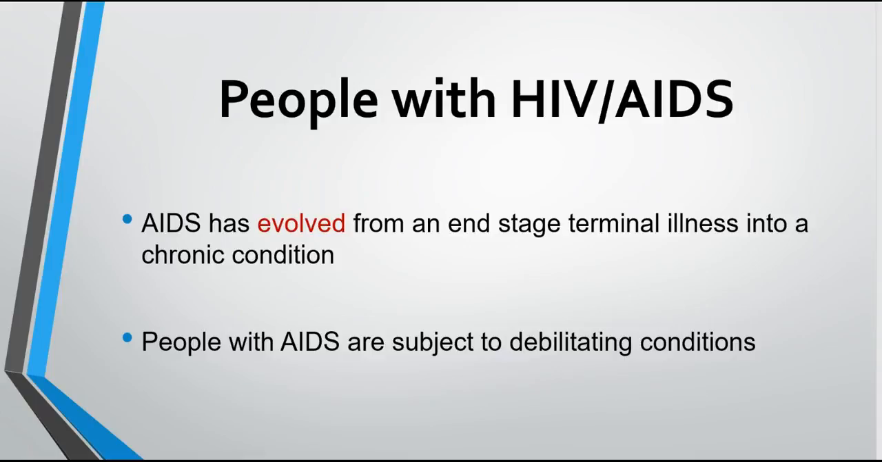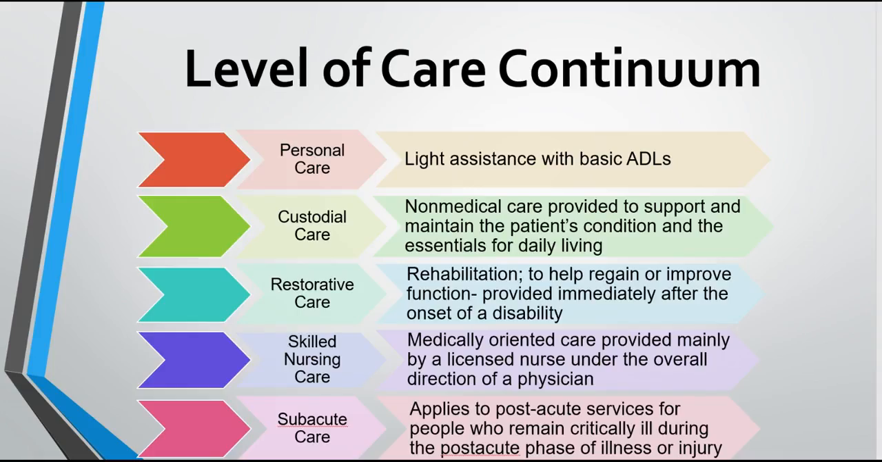All right, so now I am going to jump to slide 34. In this slide, we are covering the topic of the level of care continuum. Now, I know that these are also listed in this week's module, but I did want to just briefly cover it. So we're talking about personal care. This is light assistance with basic activities of daily living. An example would be bathing, and this care regarding ADL is usually provided by paraprofessionals.